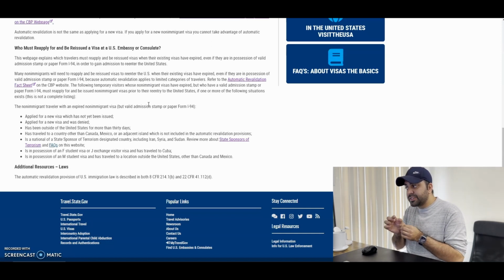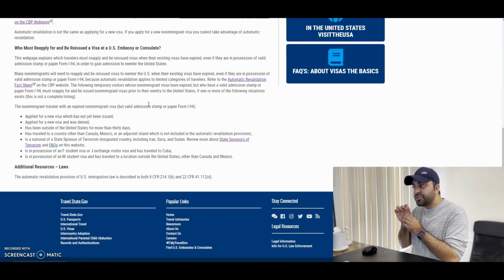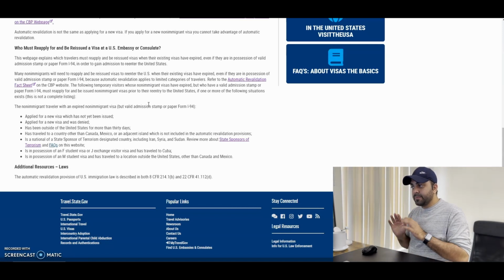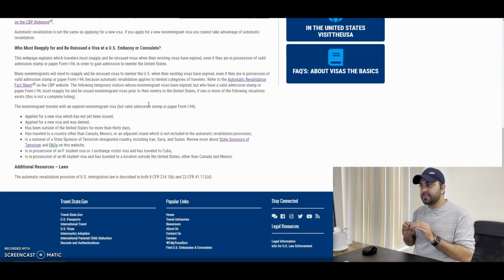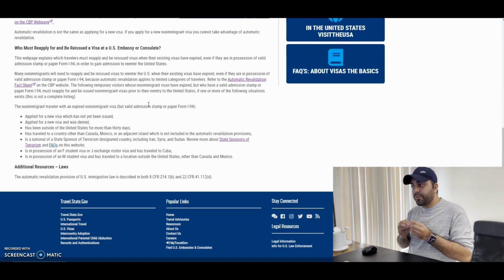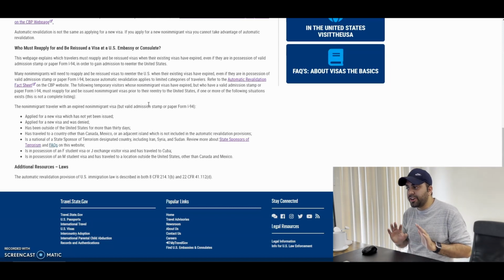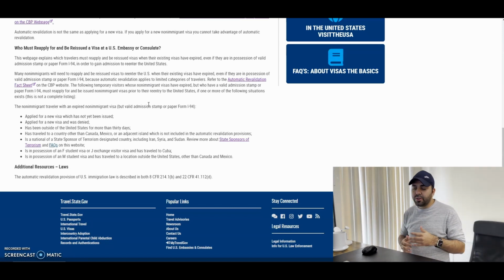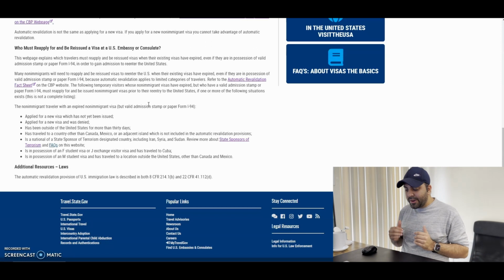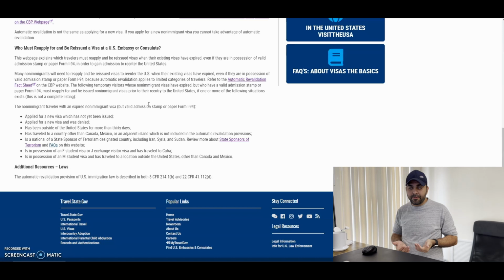The following temporary visitors whose non-immigrant visas have expired but who have a valid I-94 must reapply for and be issued a non-immigrant visa prior to their re-entry to the United States, if one or more of the following situations exist. The non-immigrant traveler with an expired visa but valid I-94 who needs to apply is someone who has applied for a new visa which has not yet been issued. So let's say I went to the US Embassy or a Canadian Embassy or an Indian Embassy or a Pakistani Embassy or anywhere in the world, and you applied for a visa and then you don't have the visa yet, you need a valid visa.